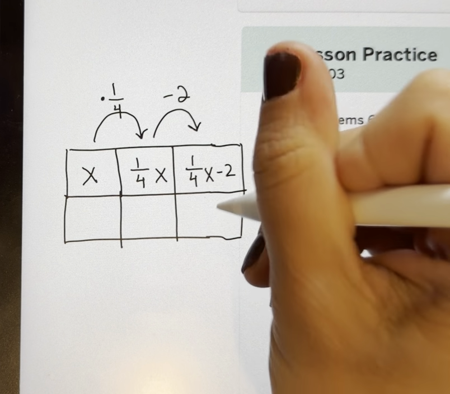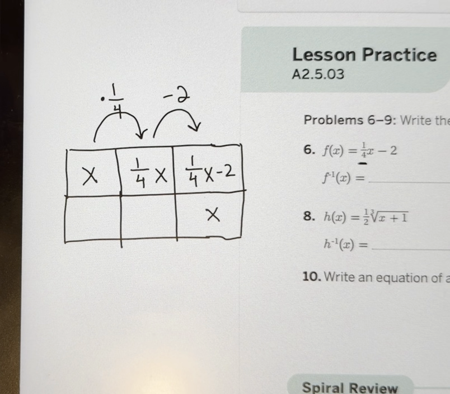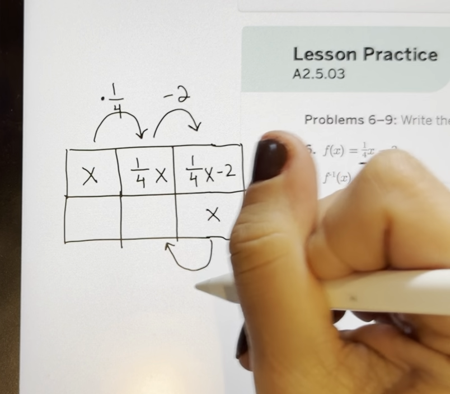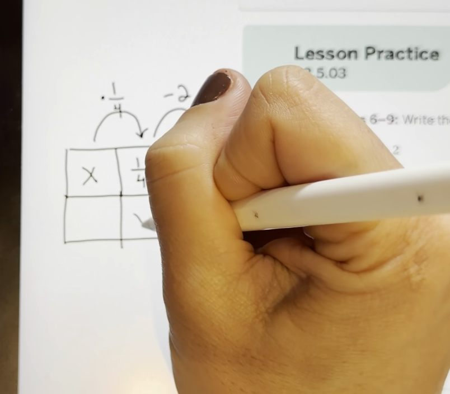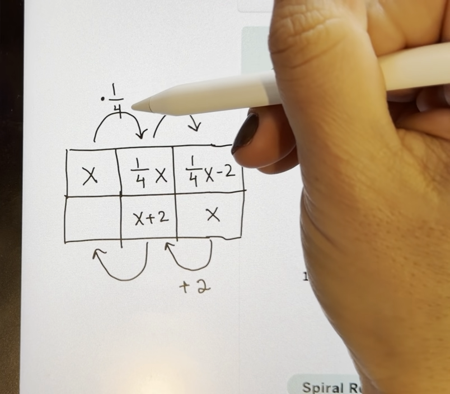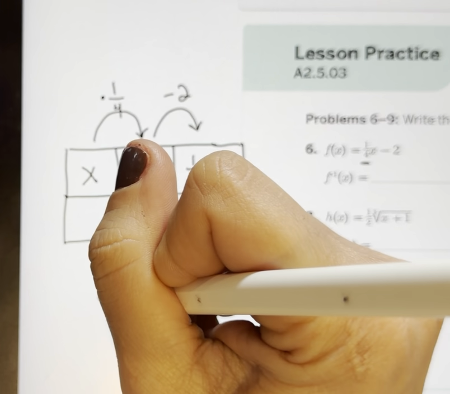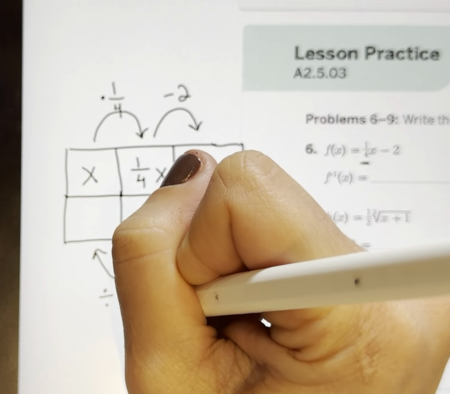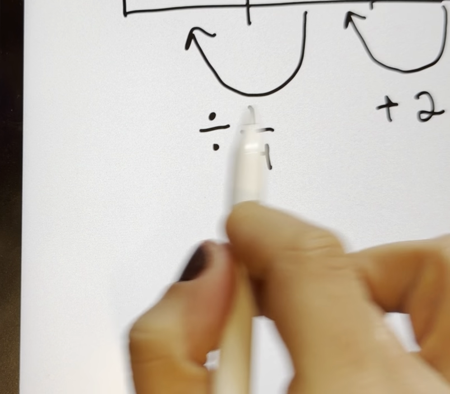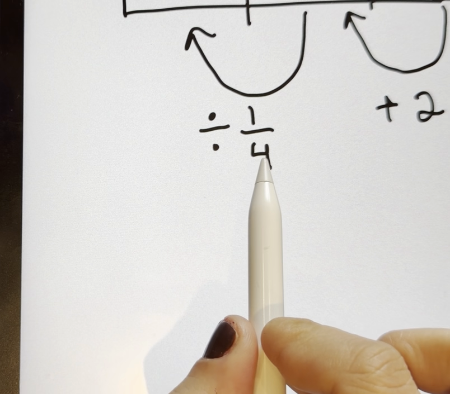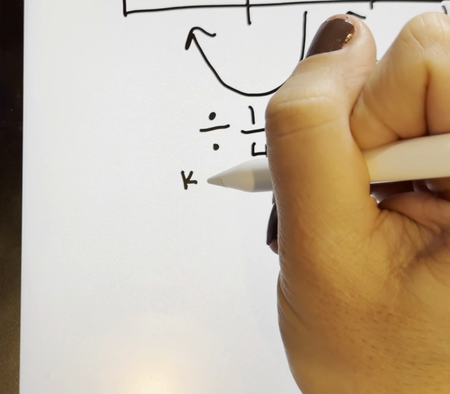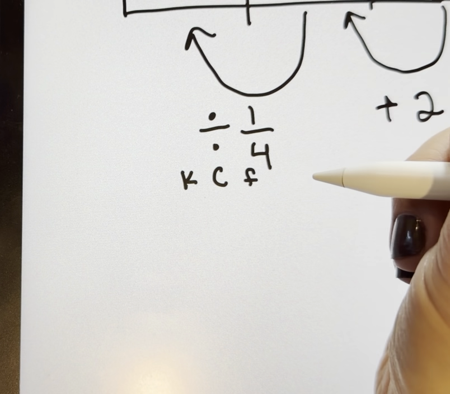Okay, now I want to go backwards and get the inverse. So I'll start with x on the bottom, and I will do the opposite of that first. So plus 2 to get x plus 2. And now from here, you guys, this was times a 4th. So maybe we're thinking we should divide by 1/4. I would recommend right here that you fix this. When you're dividing by a fraction, go ahead and do keep, change, flip, if you remember.